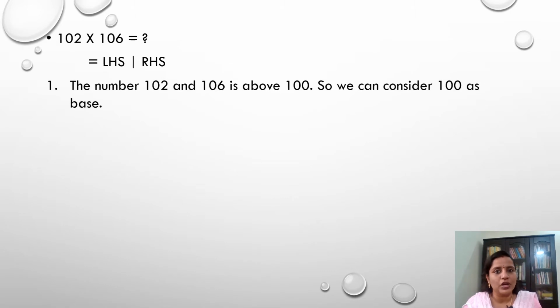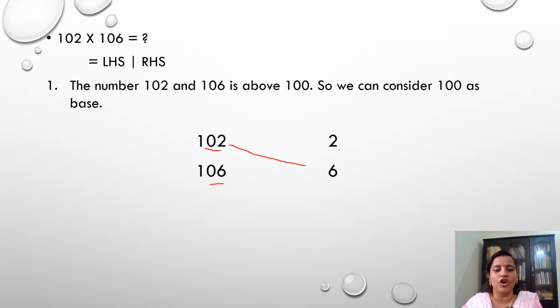For my LHS, I'll be just taking down the numbers, 102 and 106. And for my RHS, I have to subtract the base 100 from the number. The number here is 102. Subtracting the base 100, 102 minus 100 gives me 2. And similarly, 106 minus 100 gives me 6. Isn't it? Yes.